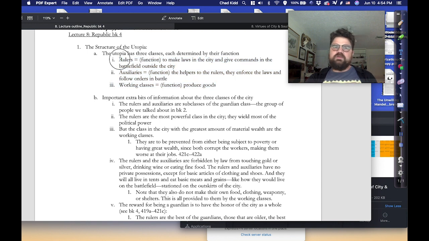So one important thing to notice is that the rulers and the auxiliaries, these are both what in Republic Book 2 Plato was referring to as the guardians. What happens in Republic Book 3 is that there's a certain subset of the guardians that distinguish themselves by virtue of their excellence as guardians, by virtue of their wisdom, and also by virtue of their love for the city, that are such that they qualify as rulers. They become sort of like the leaders of the guardians of the city, and as the leader of the guardians of the city, they also become the leaders of the city as a whole.